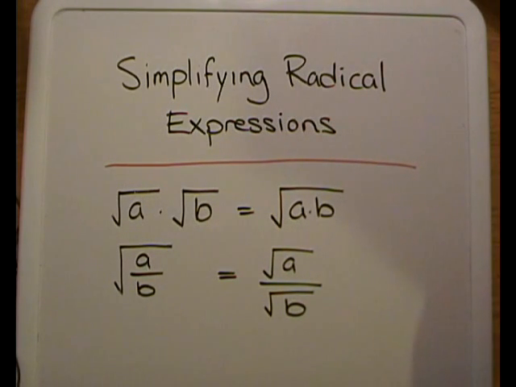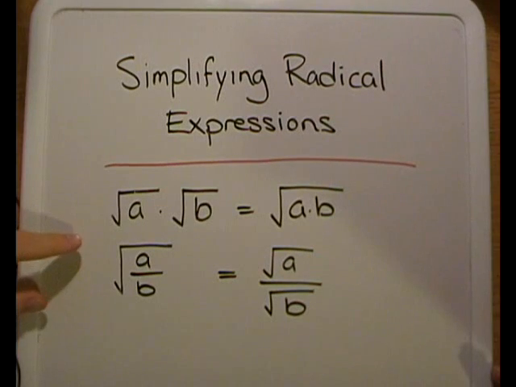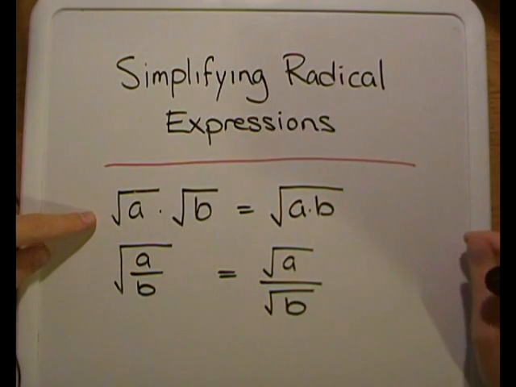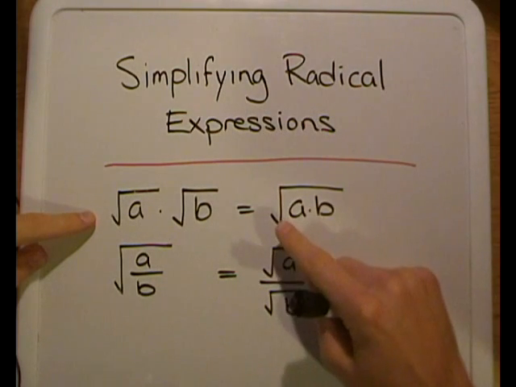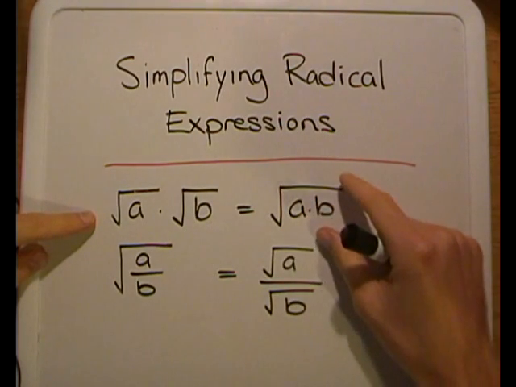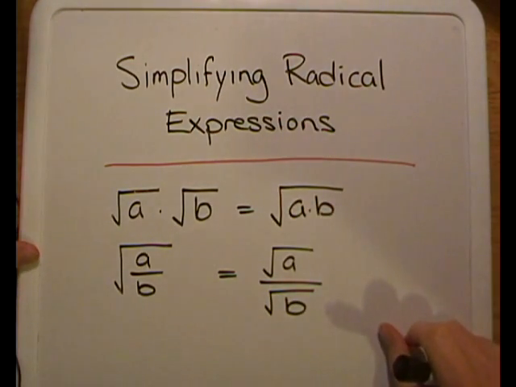Okay, in this section I will talk about simplifying radical expressions. There are two main basic rules to keep in mind when trying to simplify radical expressions. The first one is the square root of a times the square root of b actually equals the square root of a times b under the same square root.